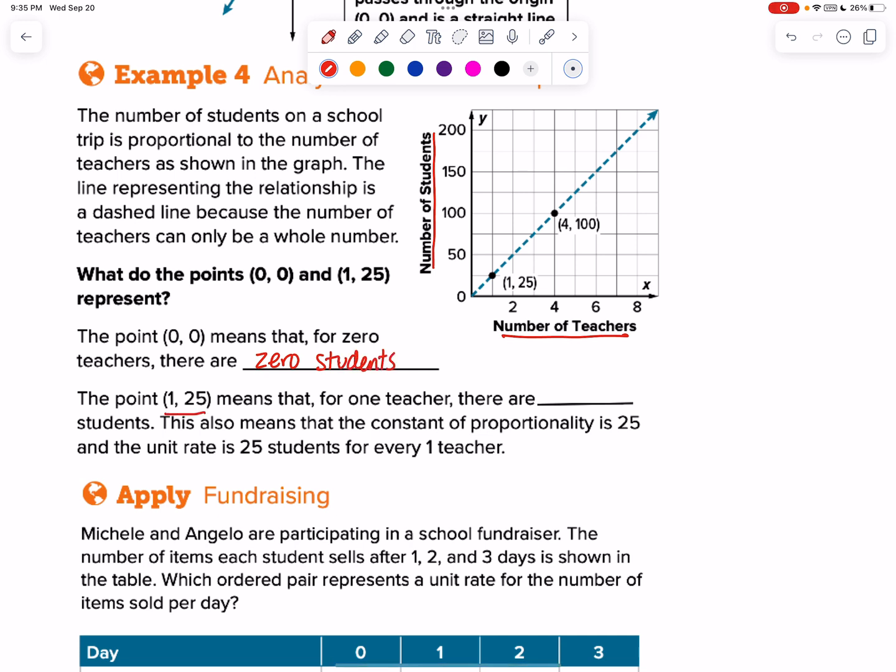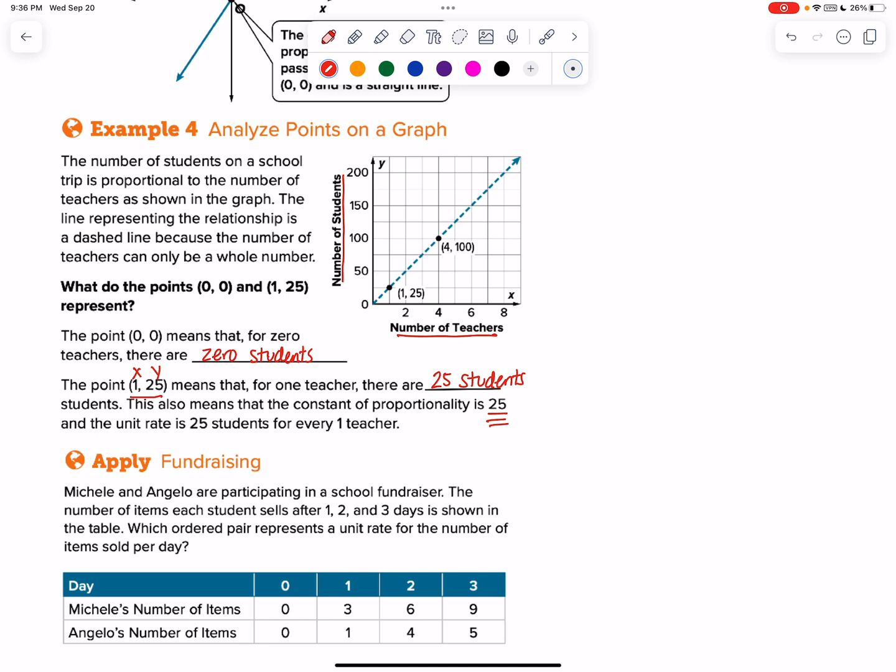What does the 1, 25 mean? Okay, so this is the x, remember this is the y. So for every 1 teacher, what does that mean? There are 25 students. So this also means that the constant of proportionality is 25. That's the COP. The unit rate is 25 students for every 1 teacher. So that's our multiplier that exists too.